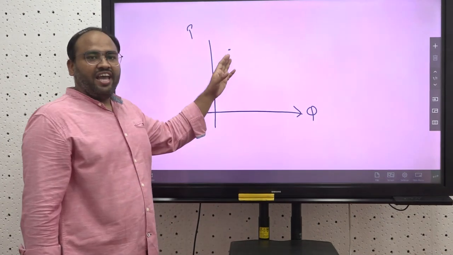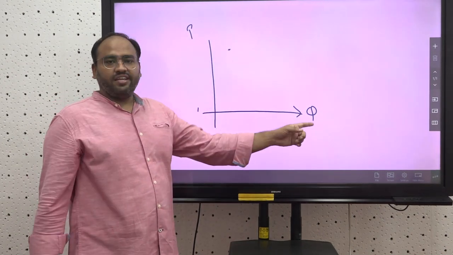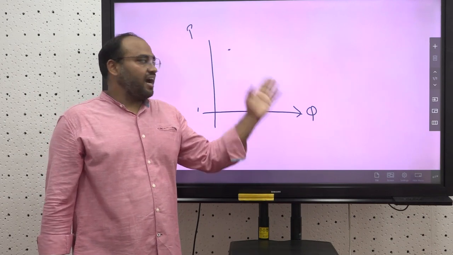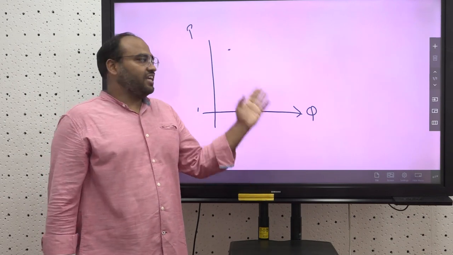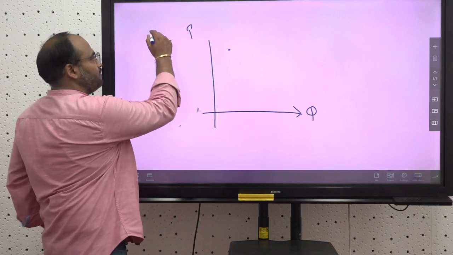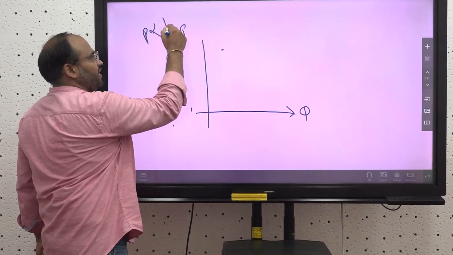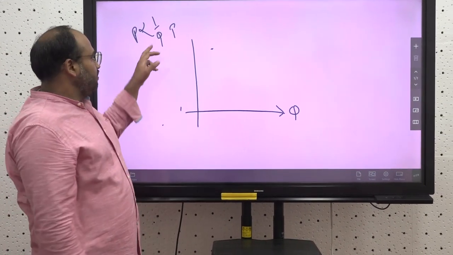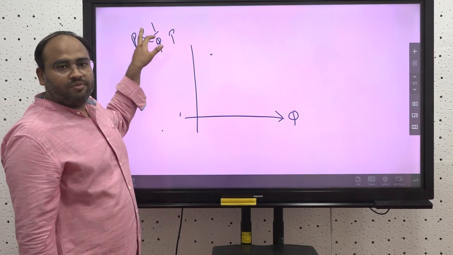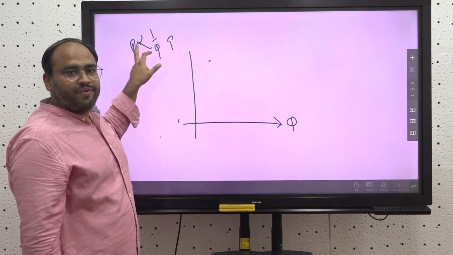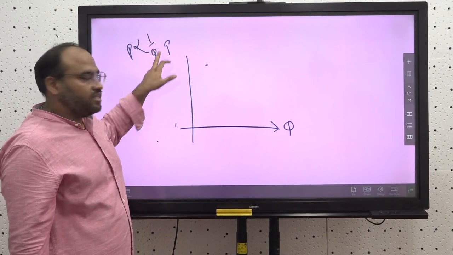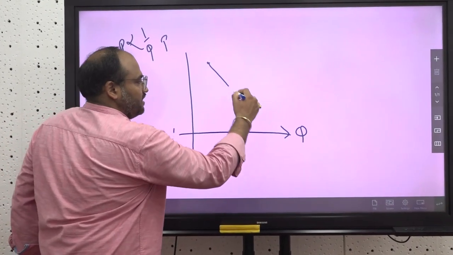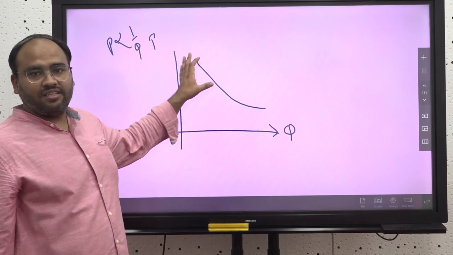Suppose this is the point. And we say that price and quantity are in an inverse relationship in the case of the law of demand, which means that price and quantity demanded are inversely related to each other. If price goes up, quantity demanded goes down, and if price goes down, quantity demanded goes up, which means that the curve will be like this.